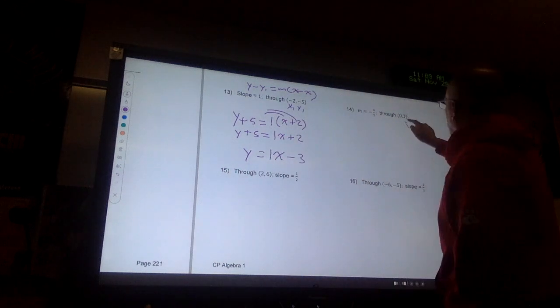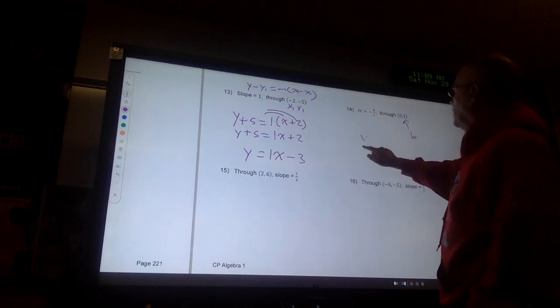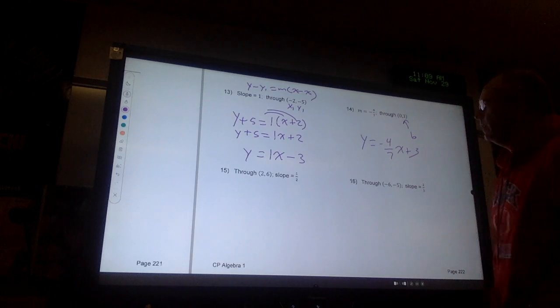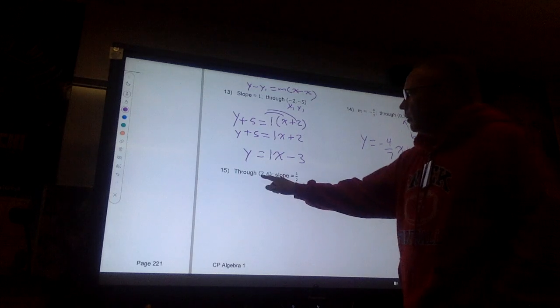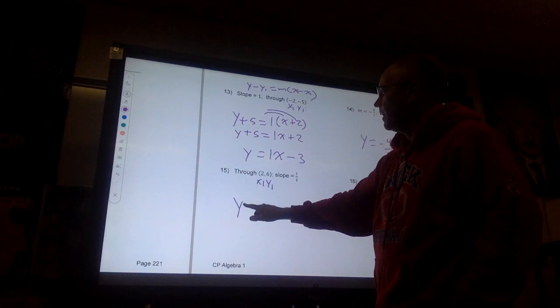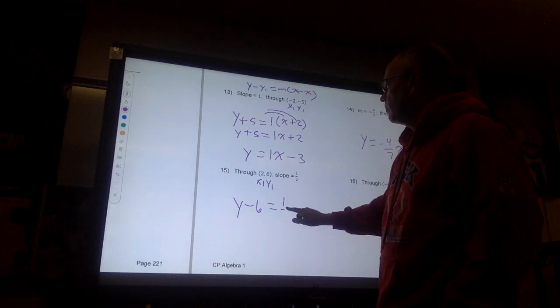Here's our y-intercept because the x value is 0, so y equals negative 4 over 7, x plus 3, that's done. This one we're going to use point slope again, so the equation up there. So I get y minus 6, remember the values are opposite.